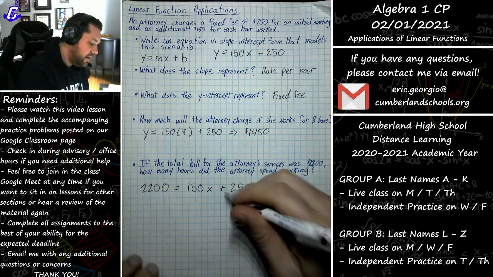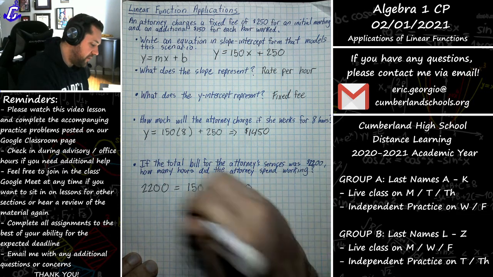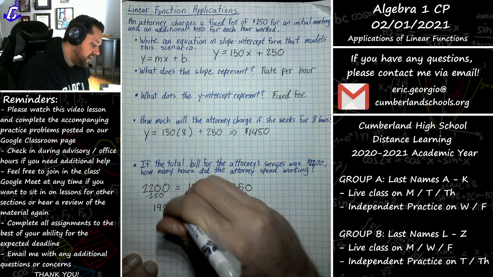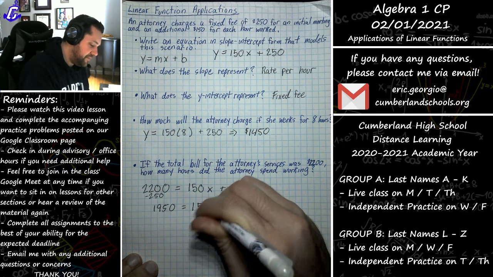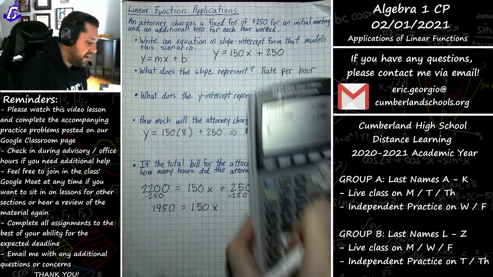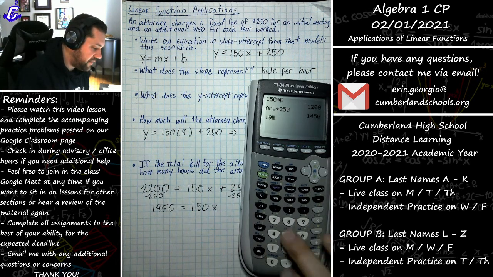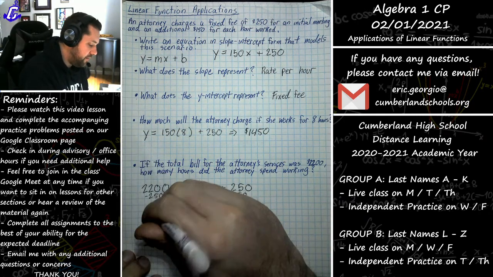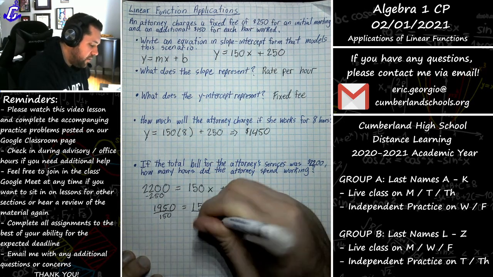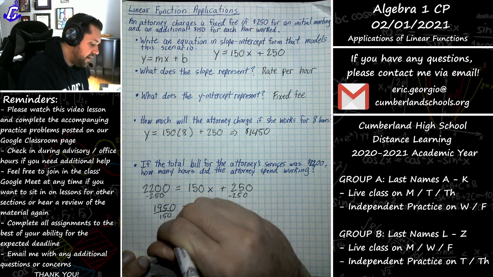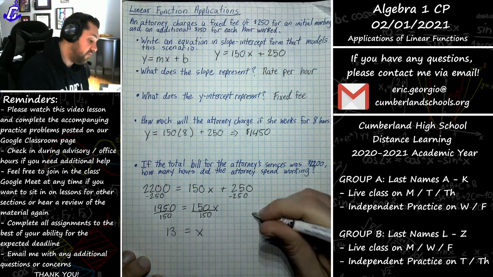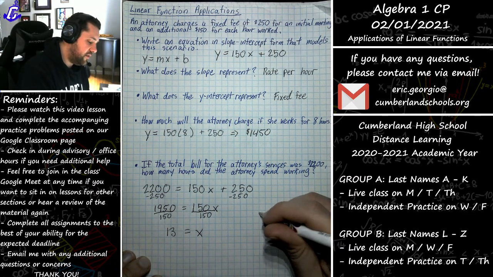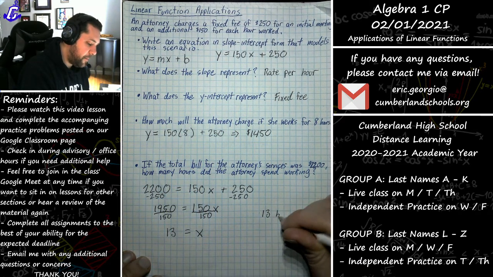Let's figure it out. Let's start by subtracting 250 from both sides. That should give us 1,950 is equal to 150x. And we can use a handy dandy calculator, divide both sides by 150. And we get that x is 13. So divide both by 150, we get x is 13, meaning that if the attorney worked for 13 hours, that's how long it would take to get the total bill of $2,200. So it would be 13 hours.